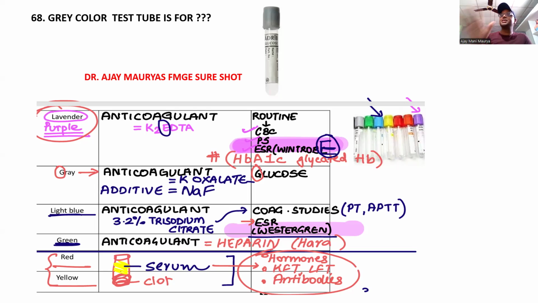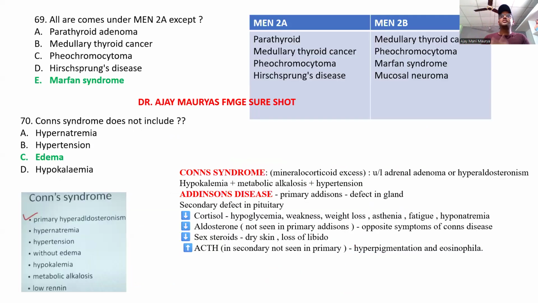Please study. The next one, guys: all come under MEN 2 except. See MEN: MEN 2A has parathyroid, medullary thyroid cancer, and pheochromocytoma, and MEN 2B has medullary thyroid cancer, pheochromocytoma, and mucosal neuromas. Please remember this one. And also, guys, Conn's syndrome.